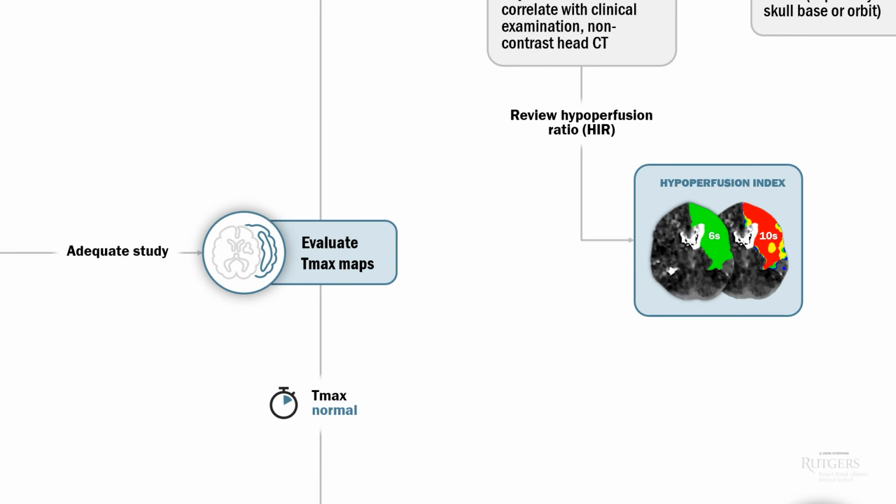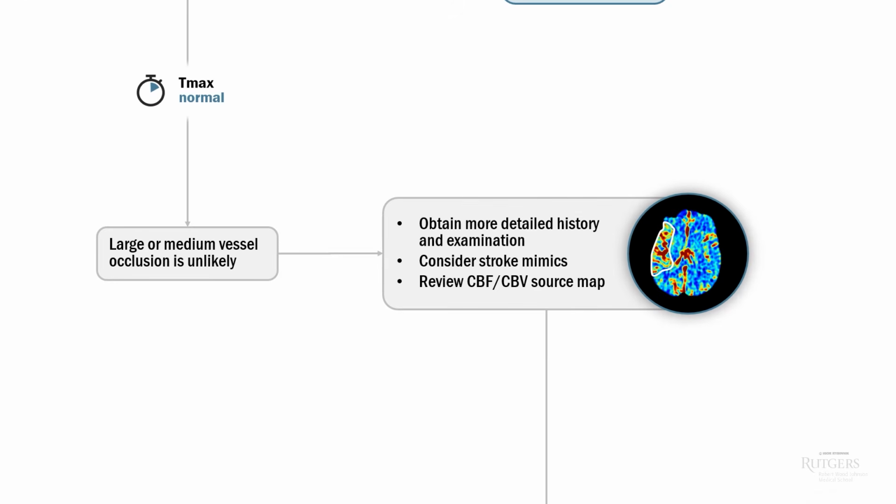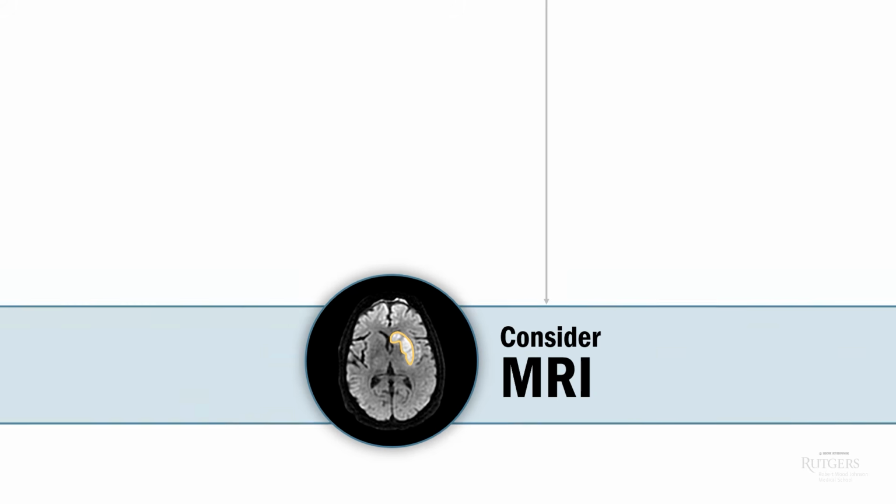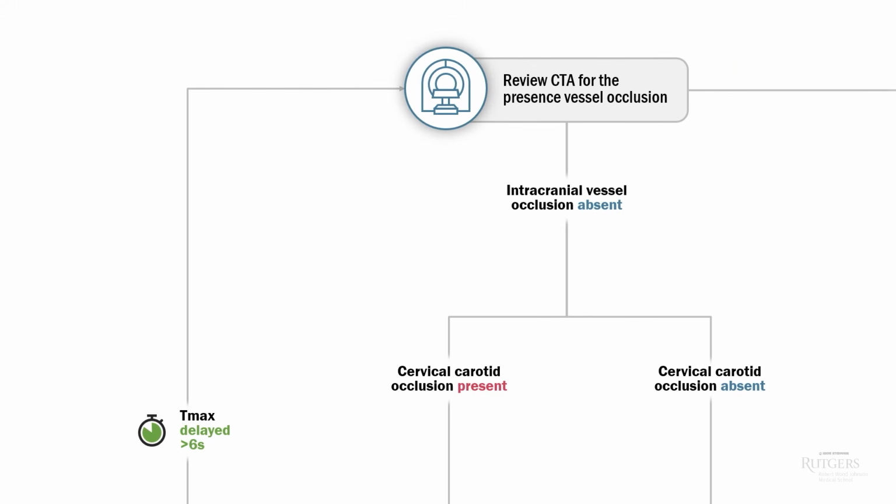If the study is adequate, then look for a delay in flow on Tmax maps. If Tmax is normal, large or medium vessel occlusion is unlikely. Get a more detailed history and examination, consider stroke mimics, and take a look at the CBF-CBV source maps. Again, the gold standard imaging here is MRI. Over 6-second delay is used as a surrogate for penumbra.